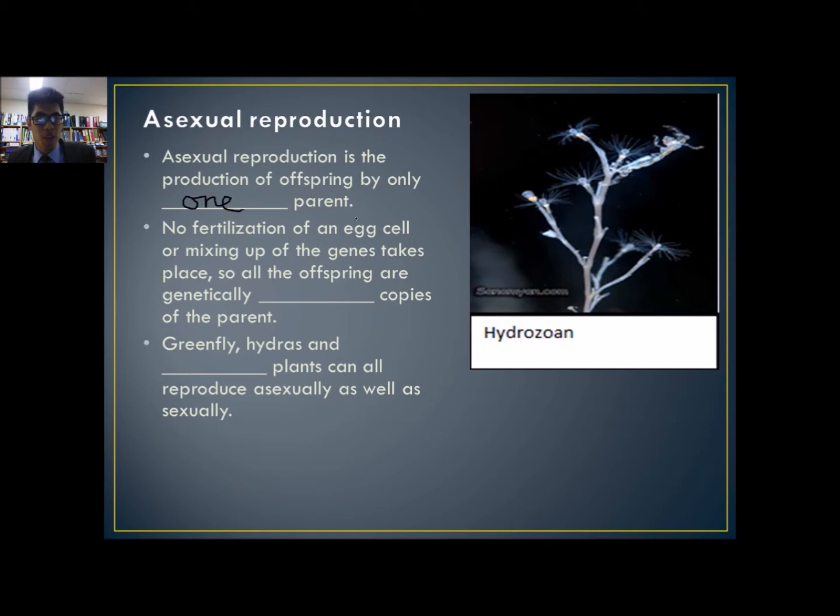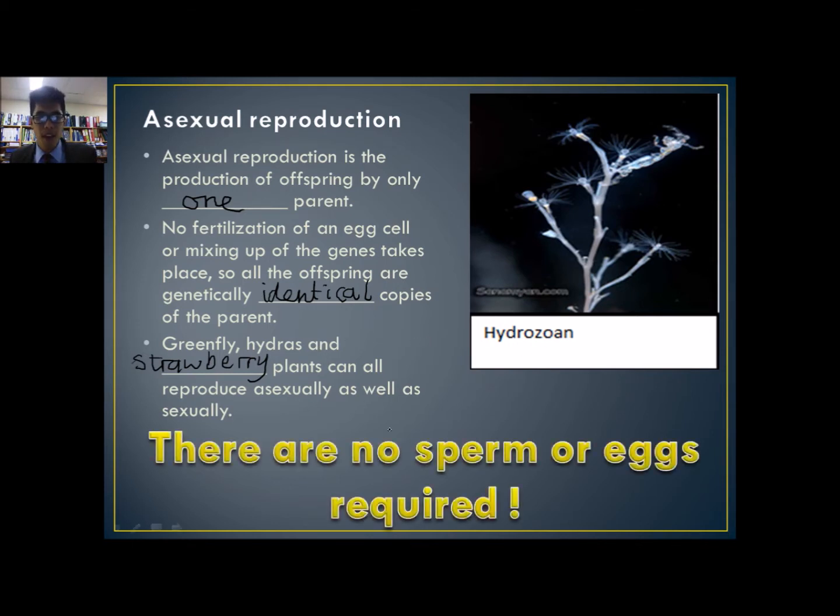No fertilization of an egg cell or mixing up of the genes takes place, so all the offspring are genetically identical. Okay, so they're identical copies of the parent. Green flies, hydras, and strawberry plants can all reproduce asexually as well as sexually. So these guys can do both. Okay, the hydra is the hydrozoan. Just to remember, there is no sperm or eggs required in asexual reproduction.